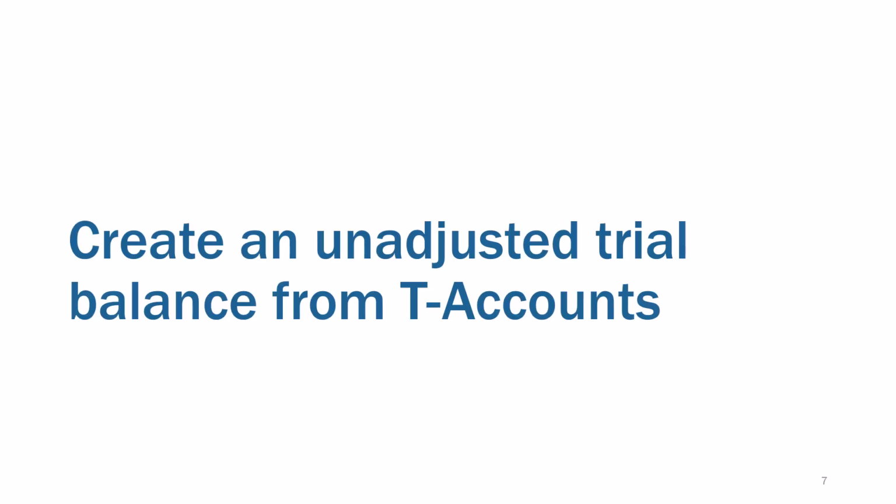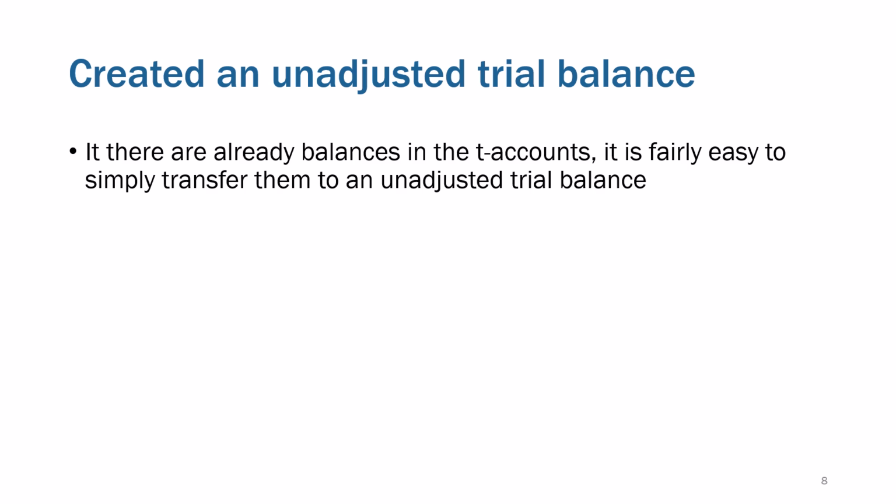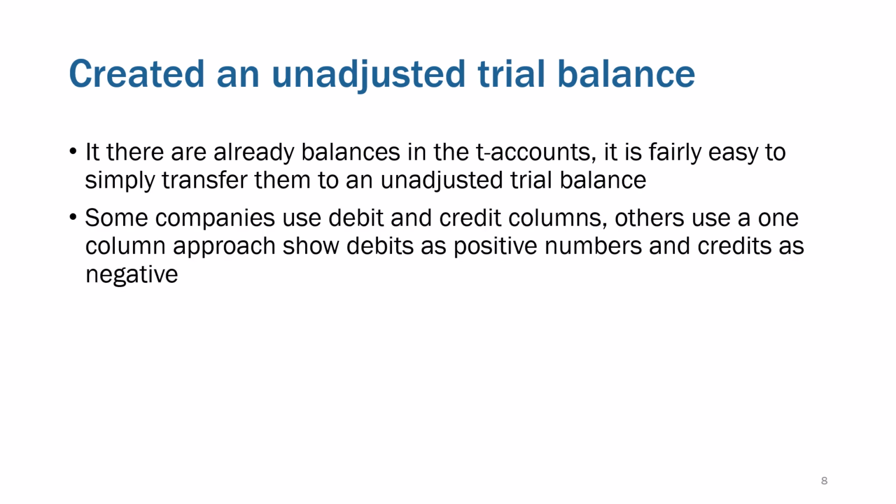All right, create an unadjusted trial balance from T accounts. So there's frequently already going to be balances in the T accounts that we've done with our regular journal entries throughout the years. So we're basically going to sum those up and just use them to create an unadjusted trial balance. Some companies use debit and credit columns in this unadjusted trial balance.